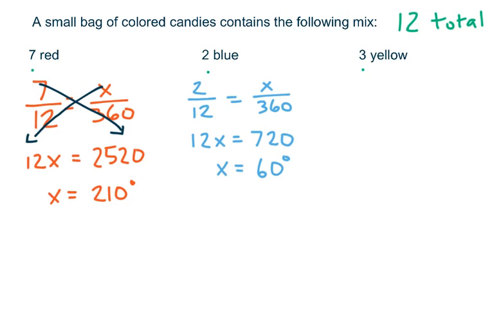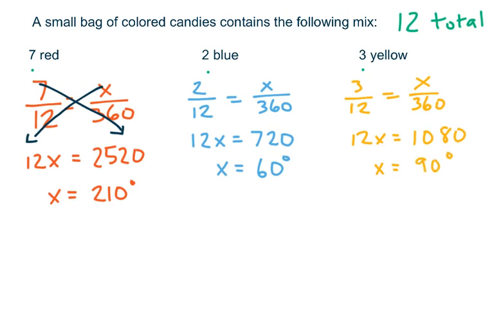And then finally, we'll do the exact same thing with yellow. 3 out of 12 candies were yellow. So how many out of 360 degrees am I going to give to yellow in my pie chart? We cross multiply and have 12x equals 3 times 360 is 1,080. Divide both sides by 12 and find out that yellow is going to be given 90 degrees when I make my pie chart.